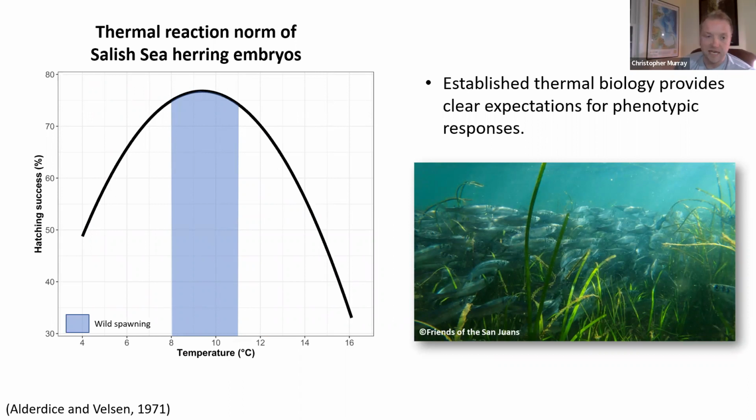Fortunately, there's been decades of research looking at the thermal biology of Pacific herring embryos for obvious reasons. Studies going back all the way to the 1970s. And with that data, I was able to construct a reaction norm of embryo viability across a range of temperatures. So that's what that black reaction norm is showing.